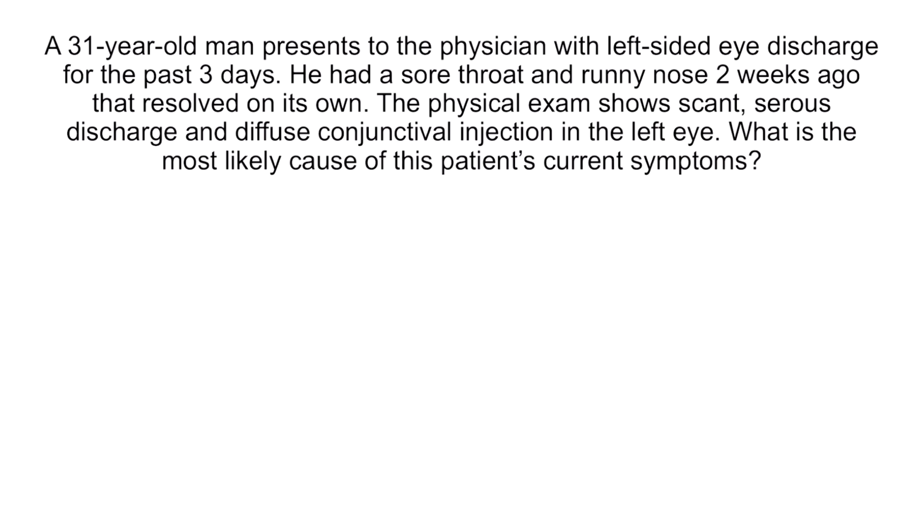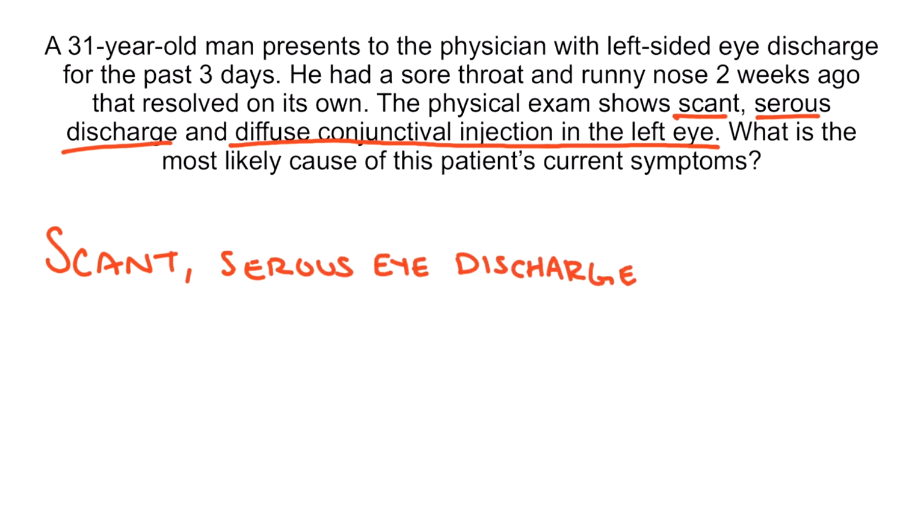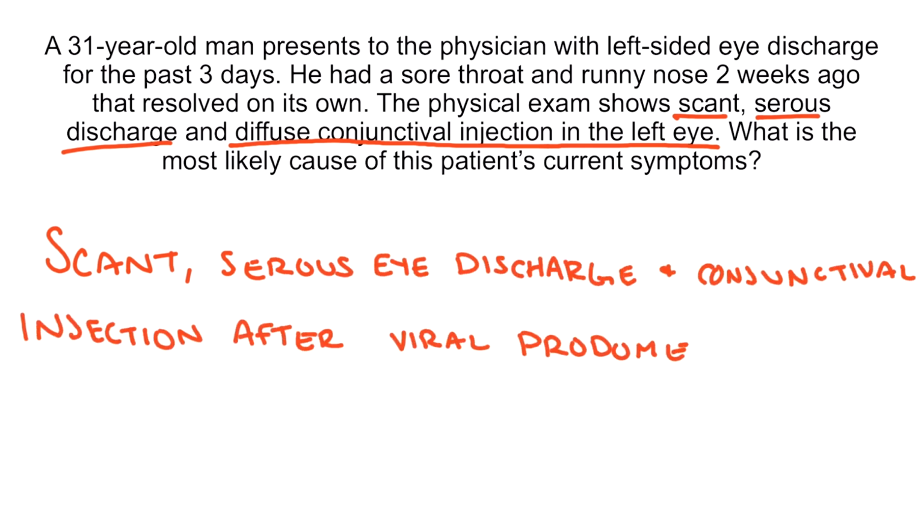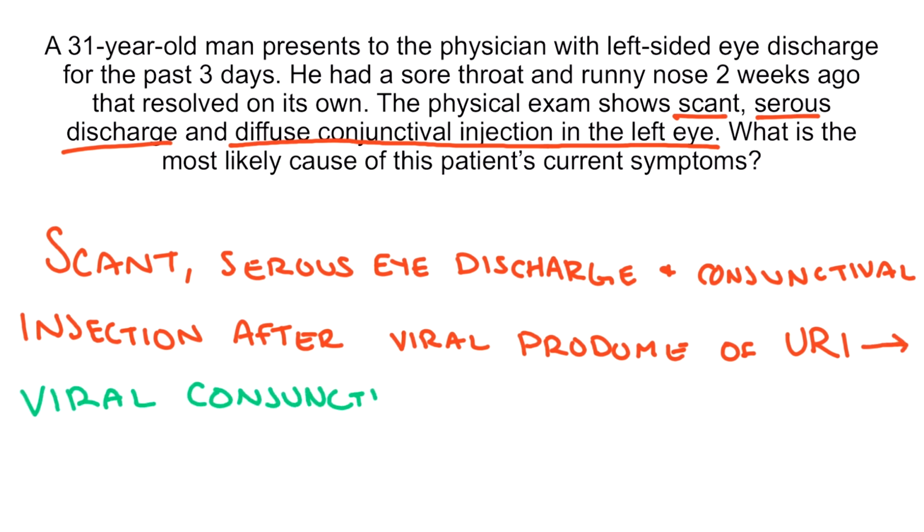The physical exam shows scant serous discharge and diffuse conjunctival injection in the left eye. What's the most likely cause of this patient's current symptoms? This patient presents with scant serous discharge and diffuse conjunctival injection in the left eye. Considering that he had the prodrome of a viral upper respiratory infection with sore throat and runny nose, the most likely cause of his current symptoms is viral conjunctivitis.